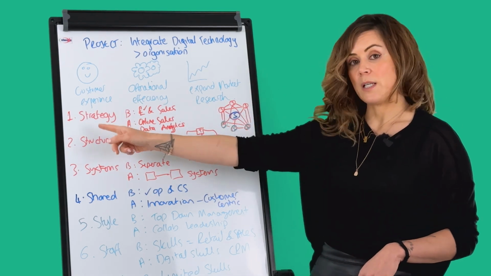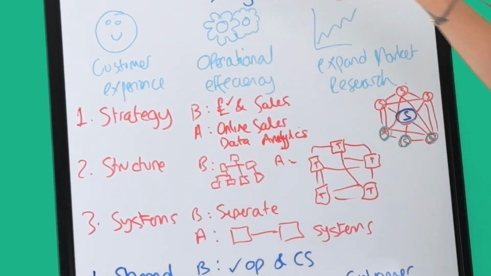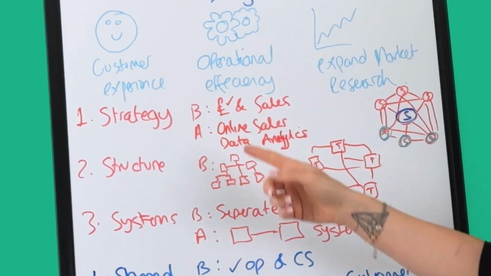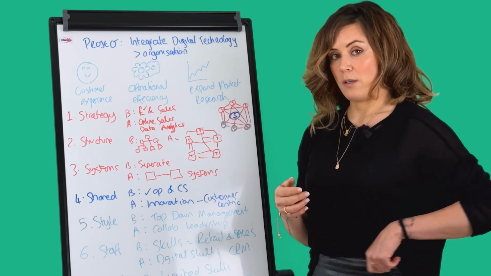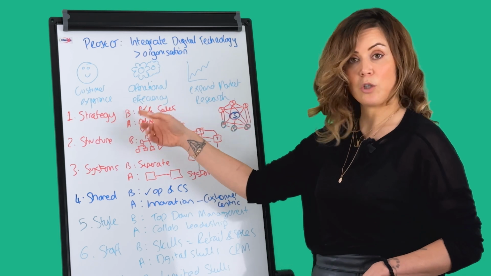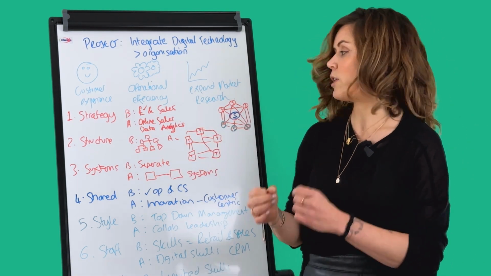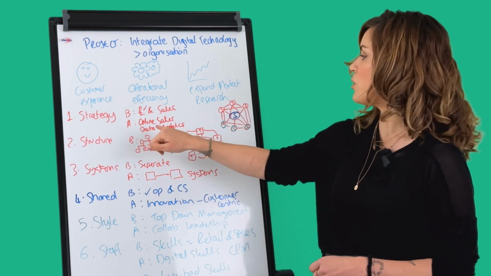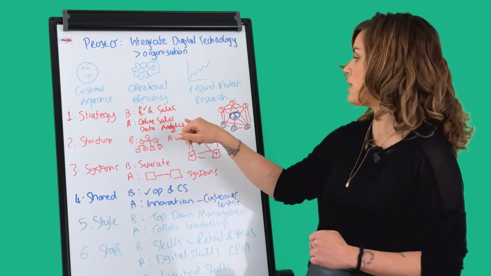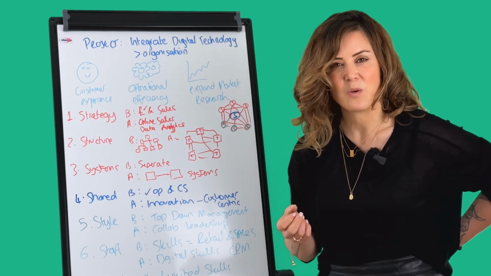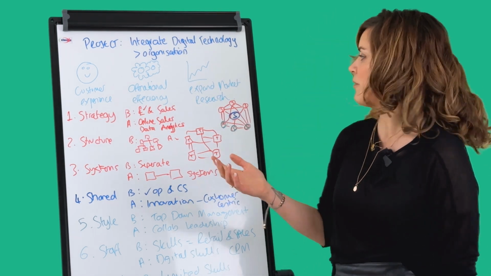First and foremost, let's look at the strategy. So the strategy of doing this would be a before and an after. The before is that they focused on achieving good pricing, and they focus on sales. After the digital transformation, what do they want to achieve? They want to achieve the ability to do online sales, and they want to improve their data analytics. They want to understand where their online sales are coming from.